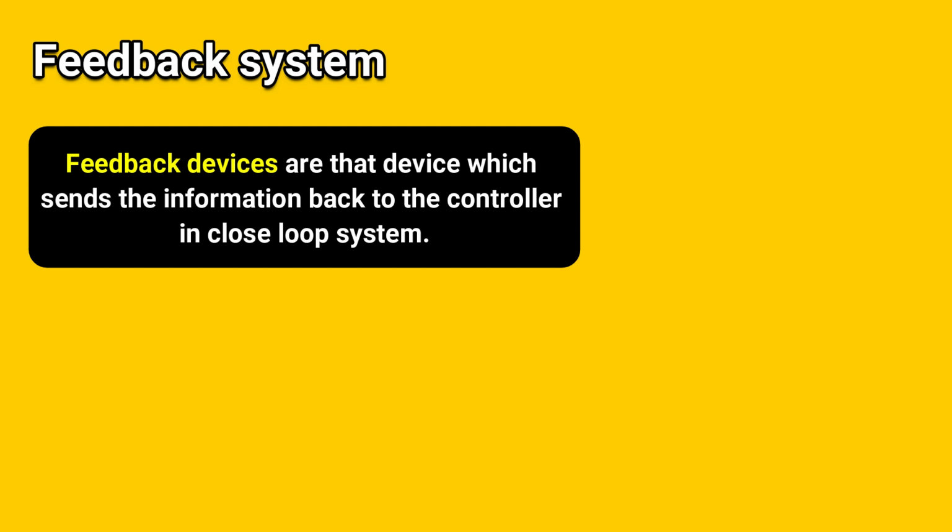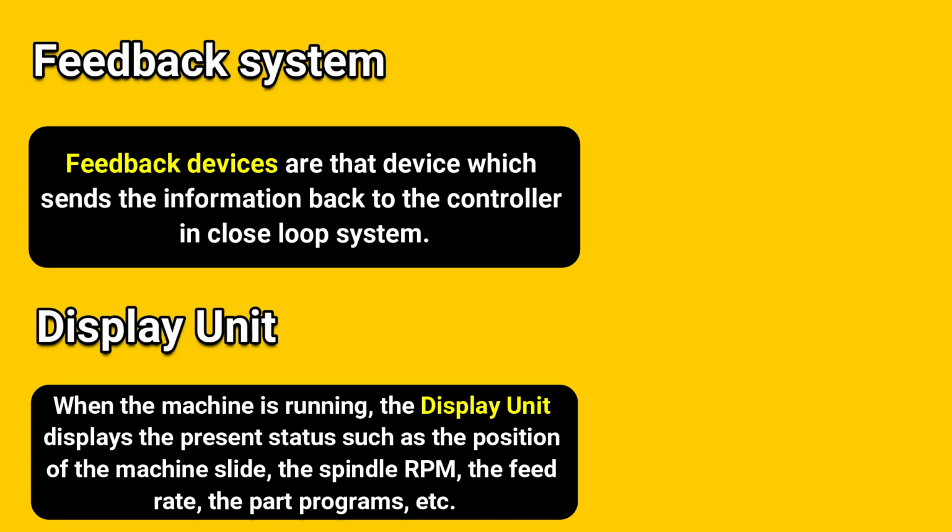And last but not the least, we have display unit. The display unit serves as an interactive device between the machine and the operator. When the machine is running, the display unit displays the present status, such as the position of the machine slide, the spindle RPM, the feed rate, the part program, and many more.